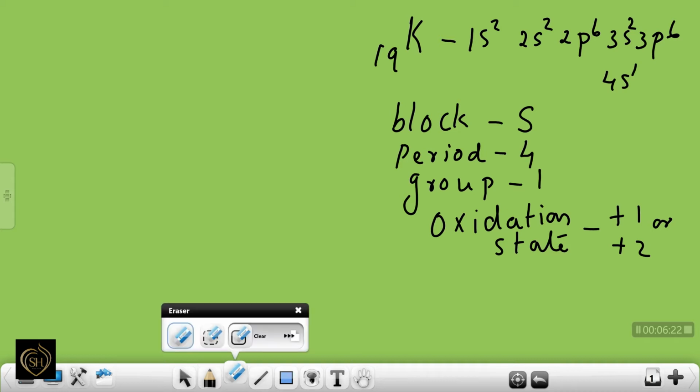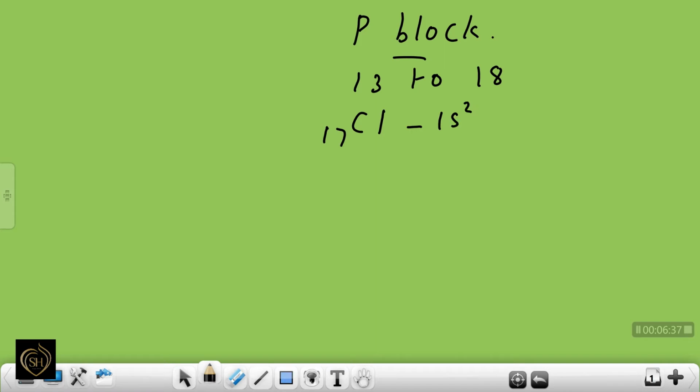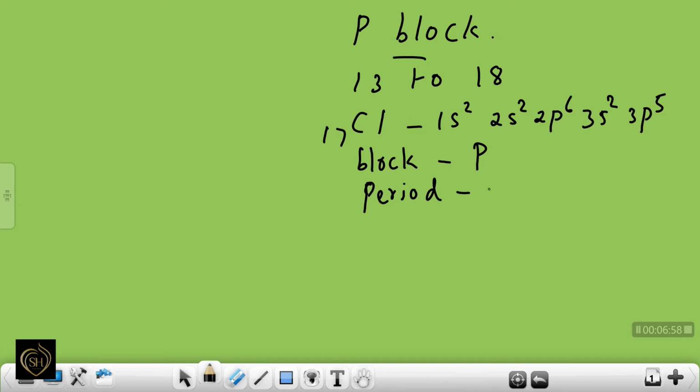Then let us come to the second block, that is P block. P block means 13th to 18th group. Example: Cl, chlorine, atomic number 17. You know how to write the electronic configuration, no? 2p6, 3s2, 3p5. So the last electron is entered in the 3p subshell. So the block is P. And the last shell, that is the period, is 3.